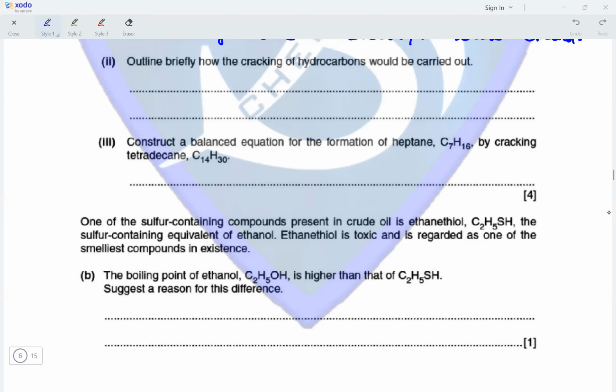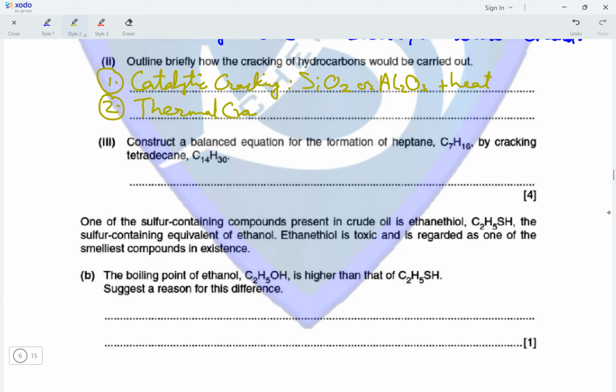Outline briefly how the cracking of hydrocarbons would be carried out. So there are two ways. The first method would be catalytic cracking, in which we use catalysts like SiO2 or Al2O3 to bring about cracking. So this would require some heating as well, plus heat. And the other type of cracking is called thermal cracking, which would require a lot of heat.